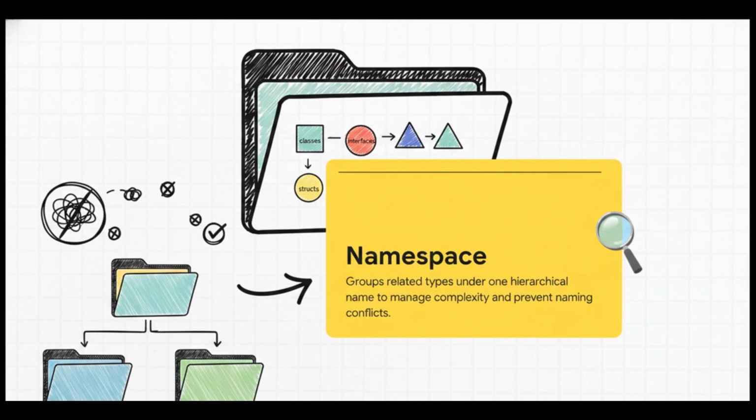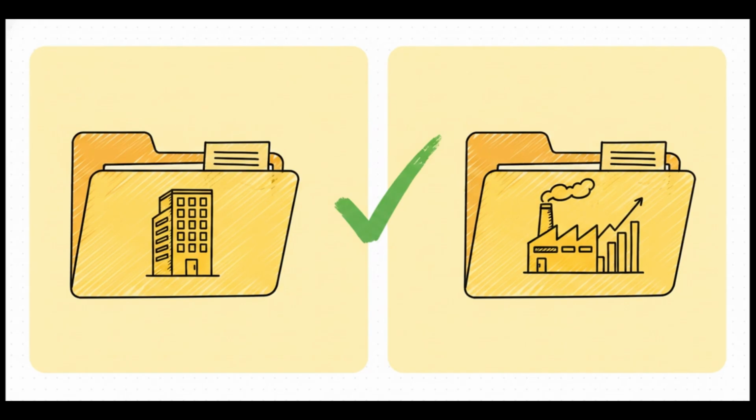A namespace groups related types, like classes, interfaces, and structs, under one hierarchical name. Its entire job is to manage complexity and prevent those dreaded naming conflicts. The absolute crucial point here is that namespaces act exactly like a digital folder system on your computer. Think about it like this.